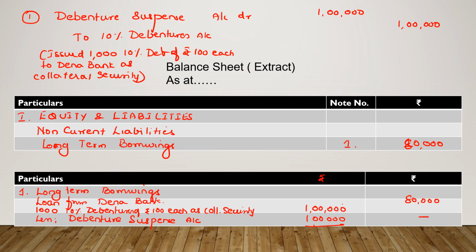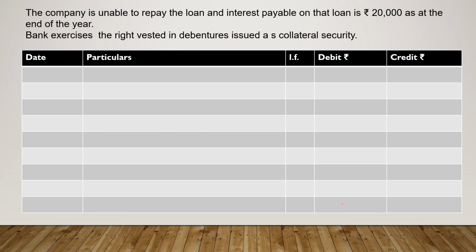Now, moving a step further, let us assume that this Harry Limited is unable to repay the loan, and the interest payable on this loan is 20,000. So already the loan was of 80,000. Now on top of that, they have interest payable of 20,000 as at the end of the year. Now, as the company is not paying, the bank has decided to exercise its right vested in debentures. So it says, now issue us the debentures that you gave as collateral security.